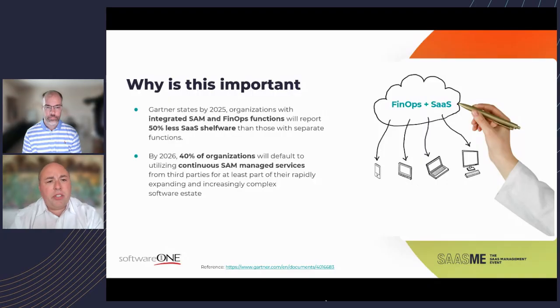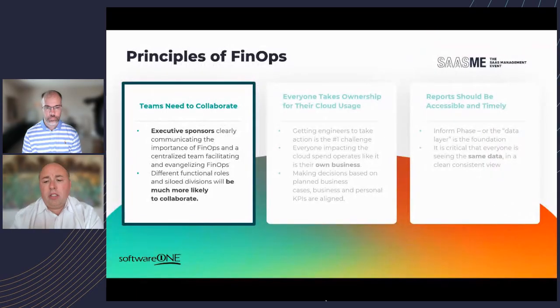And then also 40% of organizations, due to complexity of the licensing of SaaS in general and cloud, will end up utilizing some sort of managed service when it comes to software asset management and SaaS. So 2 very important statistics from a research perspective in terms of what is coming down for the future of SaaS and how to properly and proactively govern it. So with that, I'll turn it over to Dan and we'll talk about the first principle.